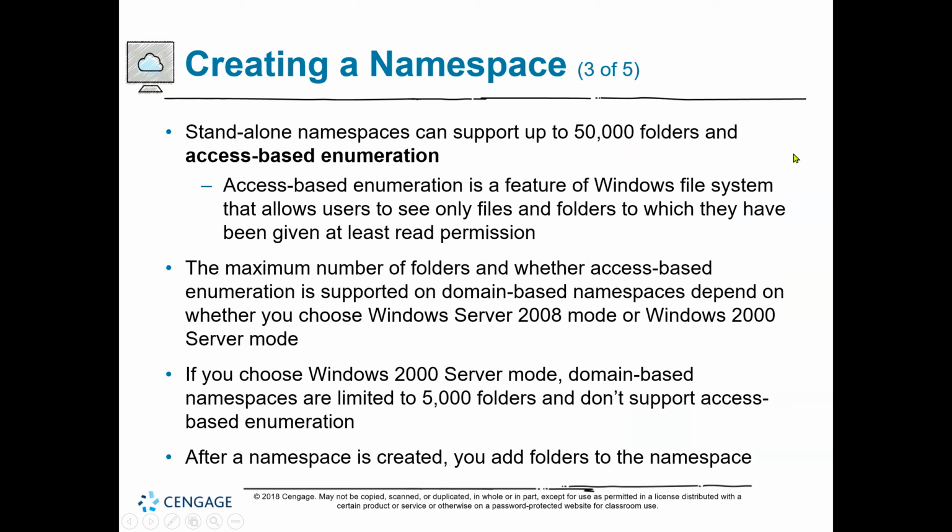Standalone namespaces can support up to 50,000 folders and access-based enumeration. Access-based enumeration is a feature of the Windows file system that allows users to see only files and folders to which they have been given at least read permission.